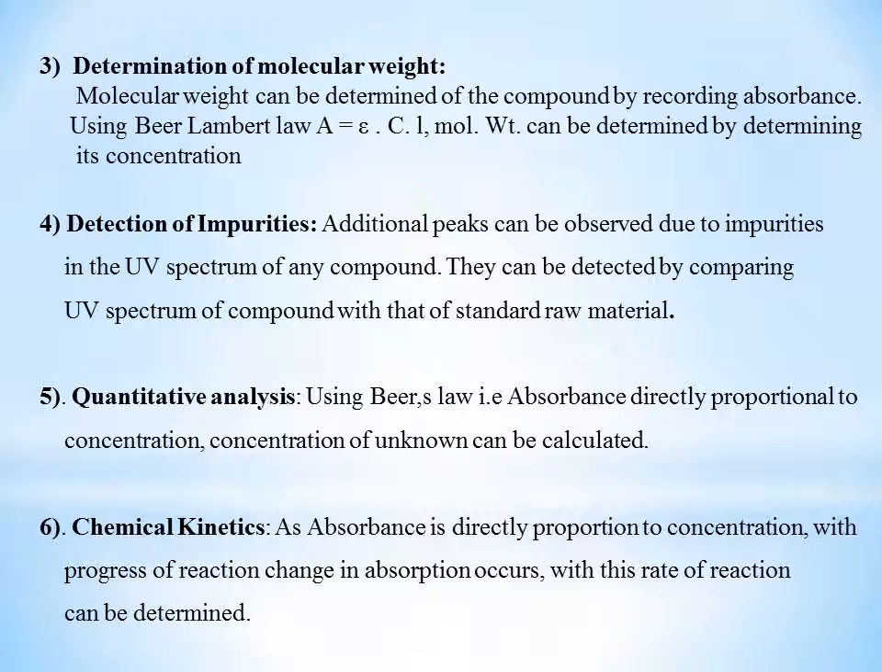If our sample contains some additional peaks, we can guess that these additional peaks are because of impurities, so our sample has some impurities. If it perfectly matches our standard sample, then we can say that it has no impurities. So additional peaks can be observed due to impurities in the UV spectrum of any compound.